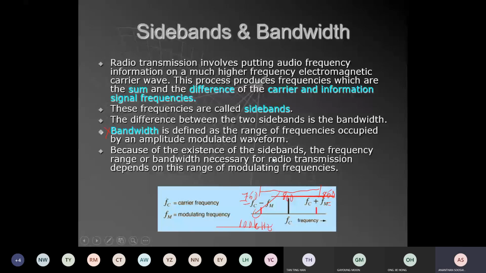Because of the existence of sidebands, the frequency range of the bandwidth necessary for the radio transmission depends on the range of modulating frequency. If the sidebands are quite far away, we say the bandwidth is big. And a big bandwidth means it can carry more information, more different frequencies of information. This is called sidebands and bandwidth.